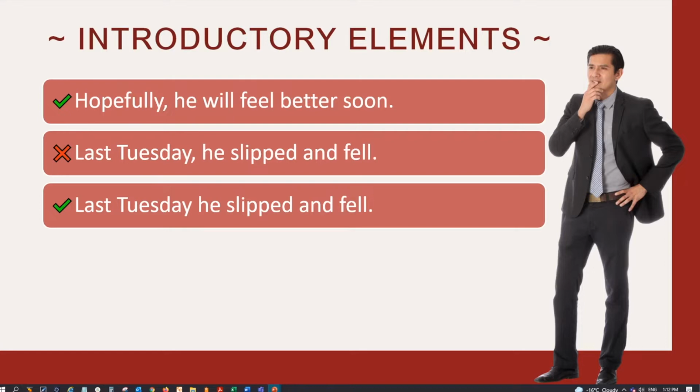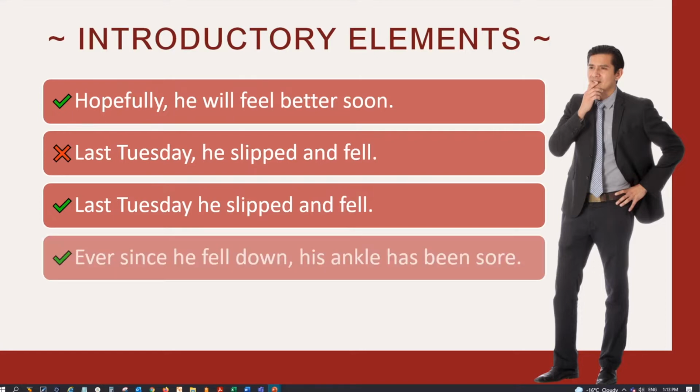I call it the short phrase rule, basically 4 words or less and can answer when, where, why, or how often. So in this case, "ever since he fell down, his ankle has been sore." So "his ankle has been sore," that's our complete sentence. Our introductory element, "ever since he fell down." So 1, 2, 3, 4, 5 words. Even though it does answer when, it's more than 4 words. So we're still going to place that comma.